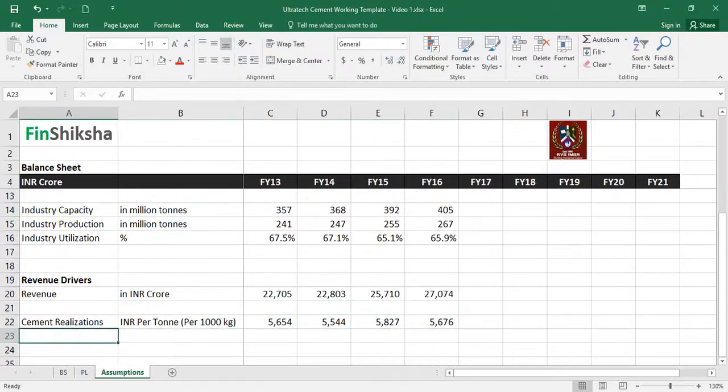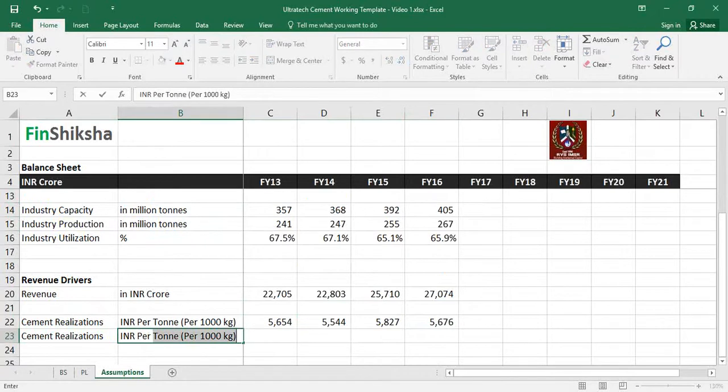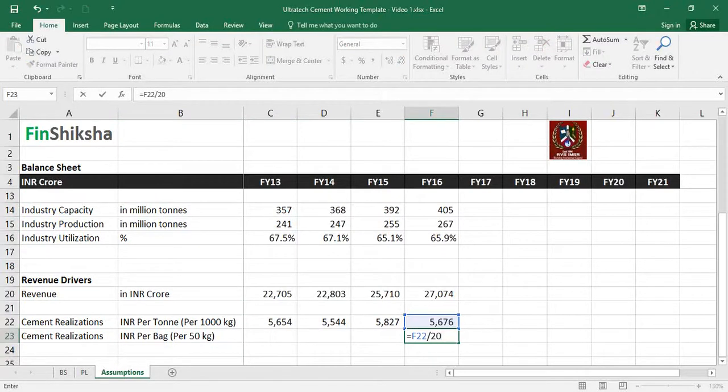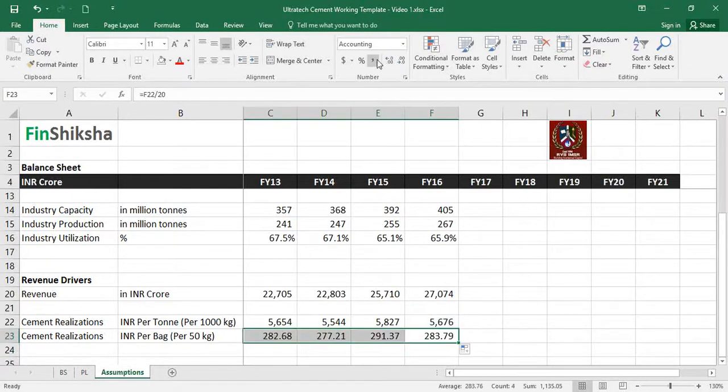Now, if you read news on cement, cement realizations are also given in terms of INR per bag of cement, and each bag of cement is 50 kgs. So cement gets sold in 50 kg bags. If for 1000 kg this is the realization, then for 50 kg we have to divide by 20. 1000 by 50 is 20, so 20 bags will come in 1 ton. So each ton's realization divided by 20 gives the realization per bag.